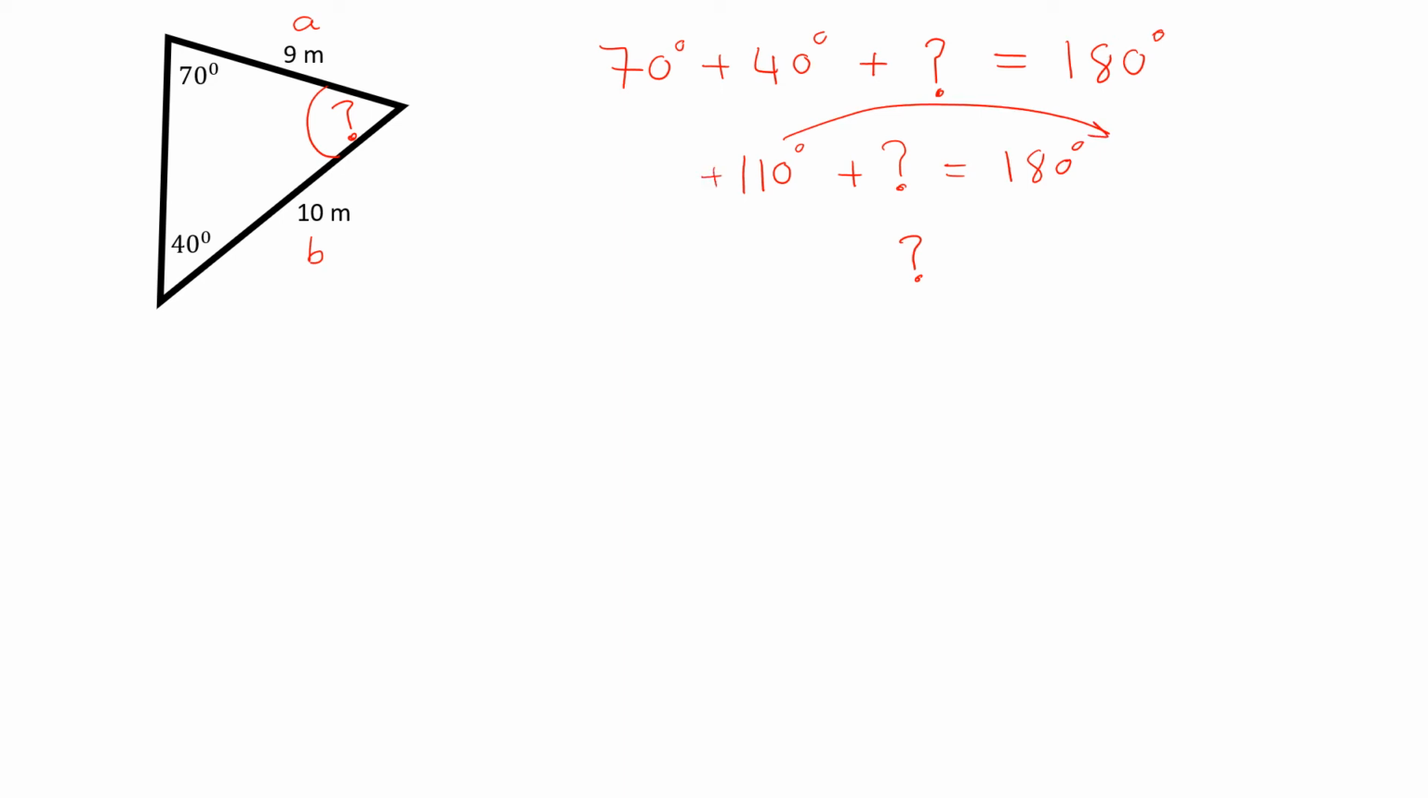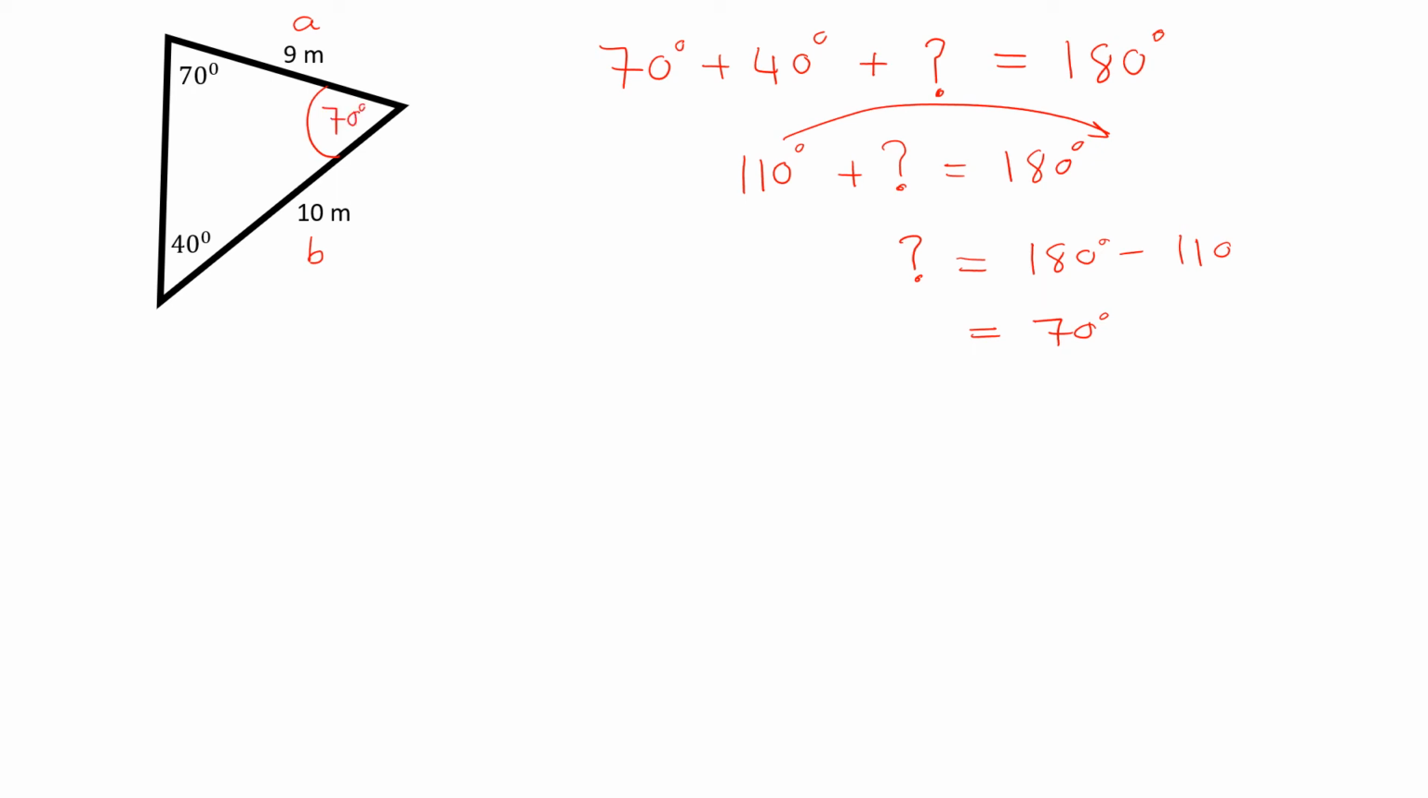So when it goes to the other side, it will become negative. So that will be question mark is equal to 180 degrees minus 110 degrees. So that question mark is actually equal to 70 degrees. Very good. So we have an isosceles triangle in the house. So this is 70 degrees.